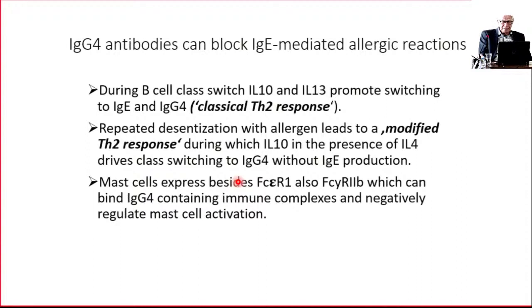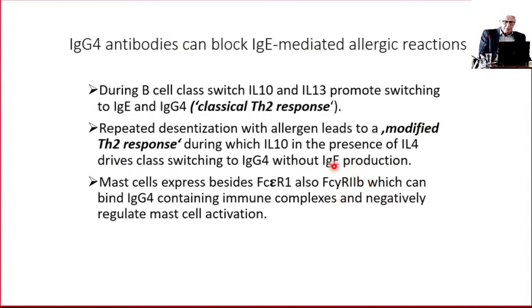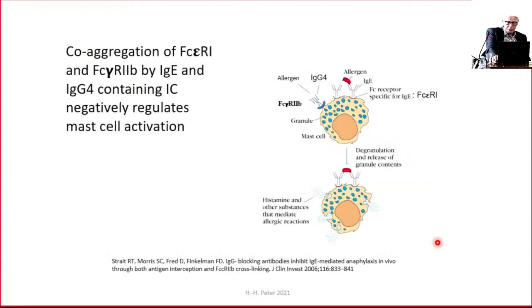And finally, mast cells express an Fc receptor for epsilon, for IgE, and one for Fc gamma receptor 2b, the inhibitory one, which can bind IgG4. And in a model, it looks like this. This is from Straight and Morris, Fingelmann's group. Here you have the mast cell full of granules with pro-inflammatory material, and the IgE is already bound, and the allergen comes, and it leads to a degranulation and release of granules, sneezing, bronchospasm, and so on.